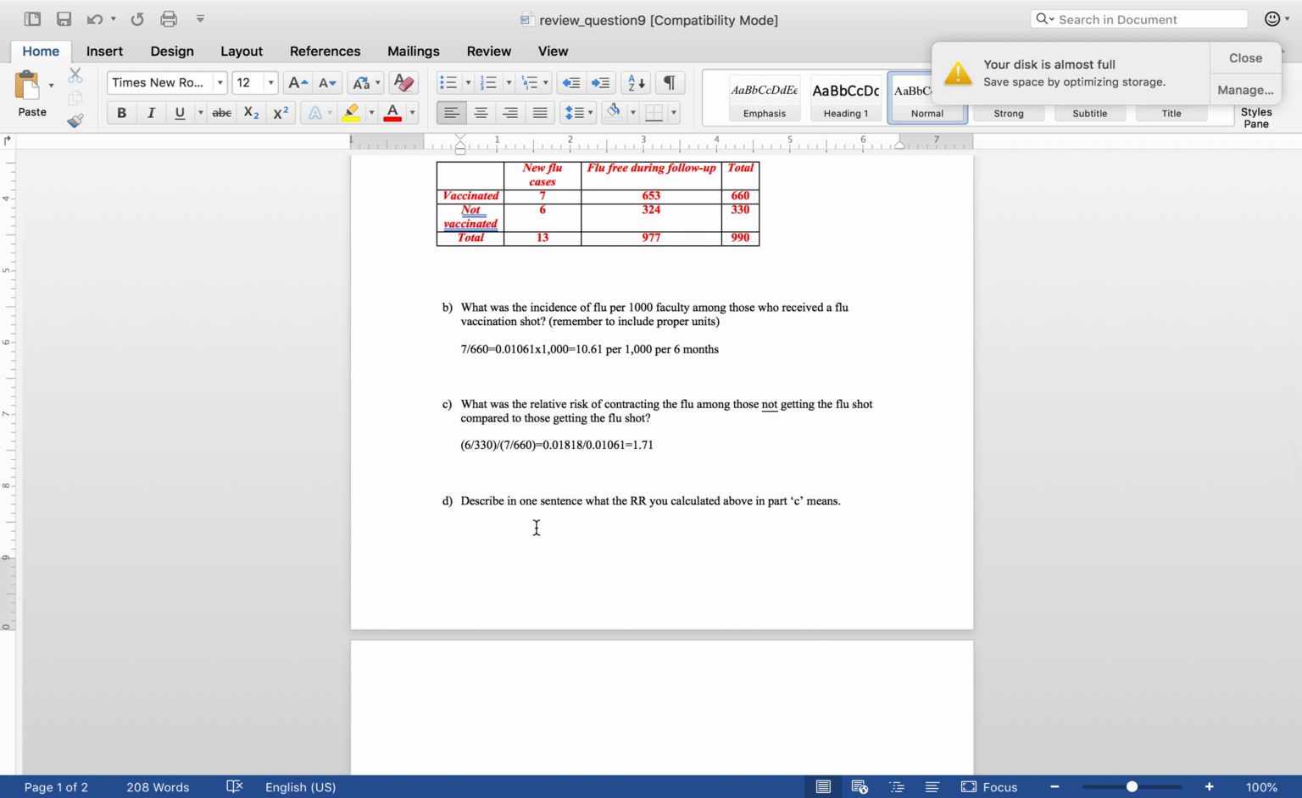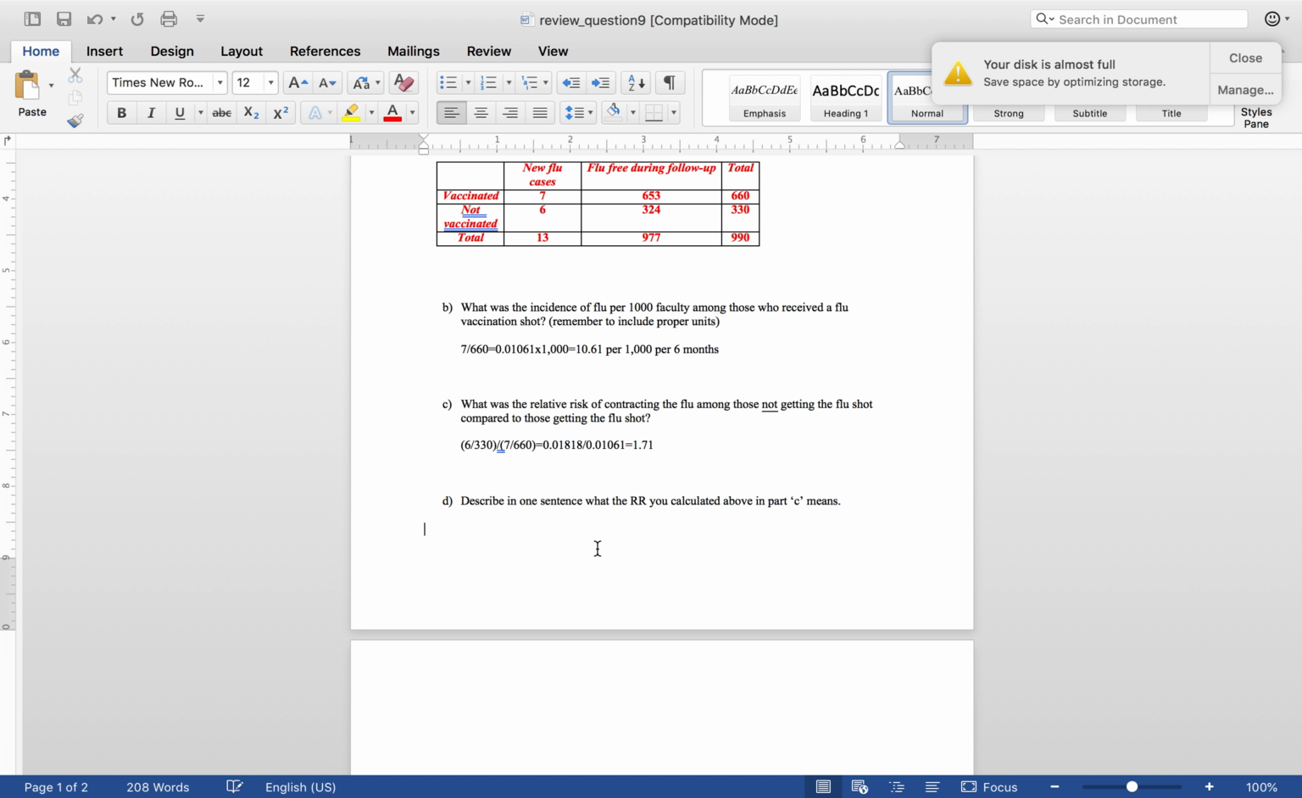So now it's asking us to describe what that relative risk that we've just calculated means. And so it's 1.7, which means the risk in our first group, the risk in the exposed group, is greater than the risk in our second group, or our non-exposed group. So in this case, the risk of getting the flu is greater in those that did not receive the flu vaccine than those that did get the flu vaccine. And that relative risk tells us how much riskier it is to not receive the vaccine. So the higher the relative risk, the more risky it is to be in that group.